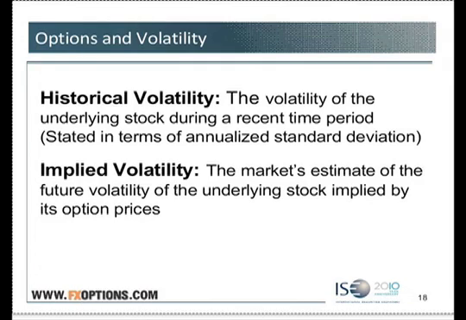There's historical volatility, and that's the volatility of the underlying stock, future, or currency during a recent time period, and that's stated in terms of annualized standard deviation. Now, that's kind of a mouthful. Really, all it is is a fancy way of saying it measures how volatile that underlying currency has been over the past, probably 30 days. And then we take that 30 days to represent a whole year by annualizing it.